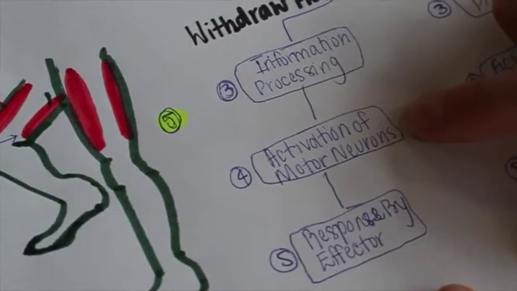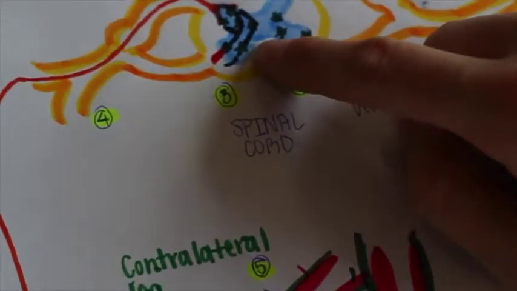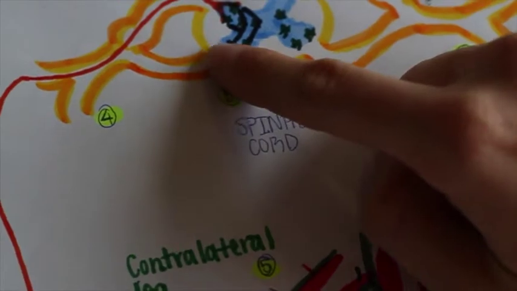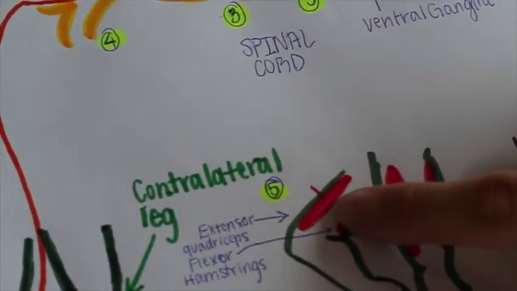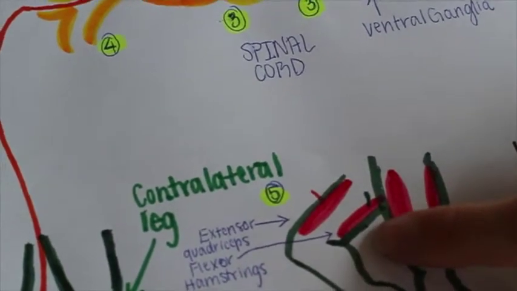Step 4, activation of motor neurons. Motor neurons are activated and send signals back to the leg through the ventral ganglia towards the extensor and flexor muscles. Quadriceps being extensor, hamstrings being the flexor.